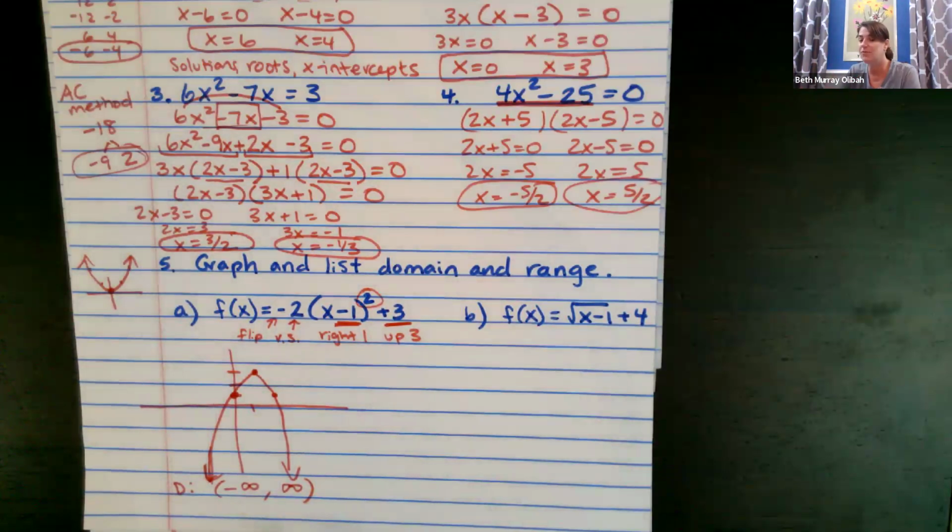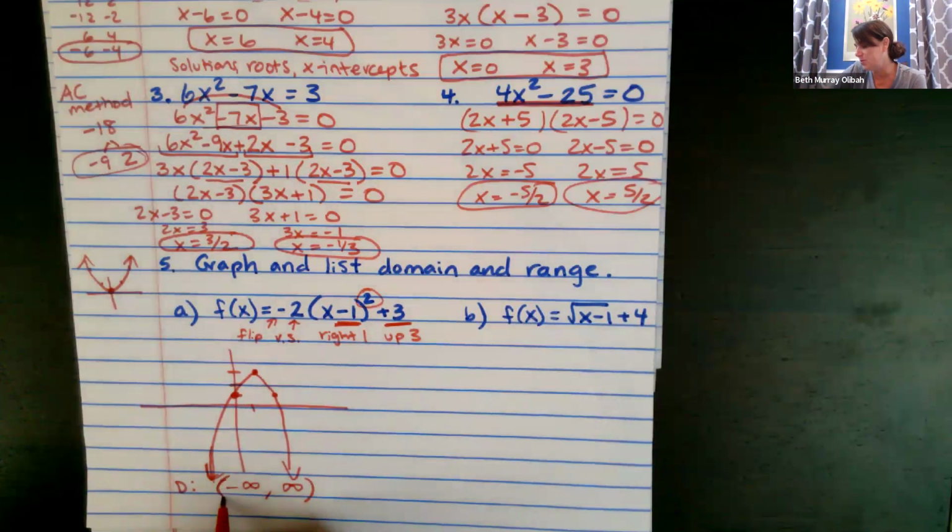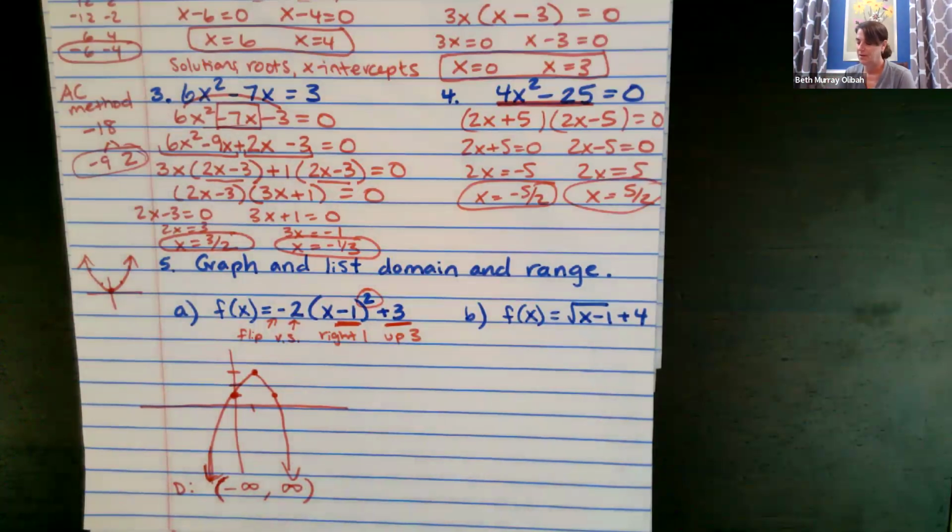This is considered interval notation, and you always use parentheses with an infinity. Otherwise, you would use a bracket unless it was an open circle. So if you actually hit a number, you're going to use a bracket, but infinity is not really a number. So that's why we always use parentheses with infinity.